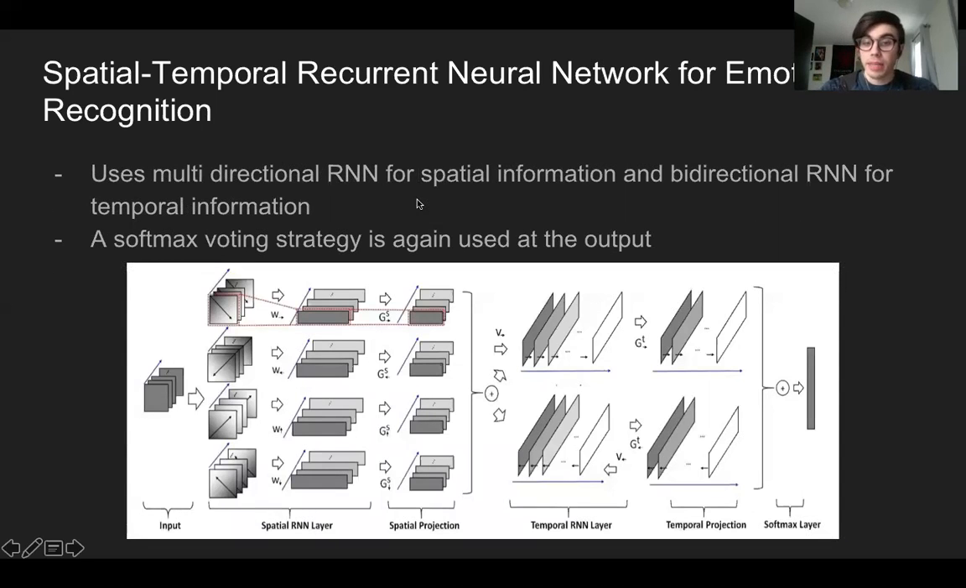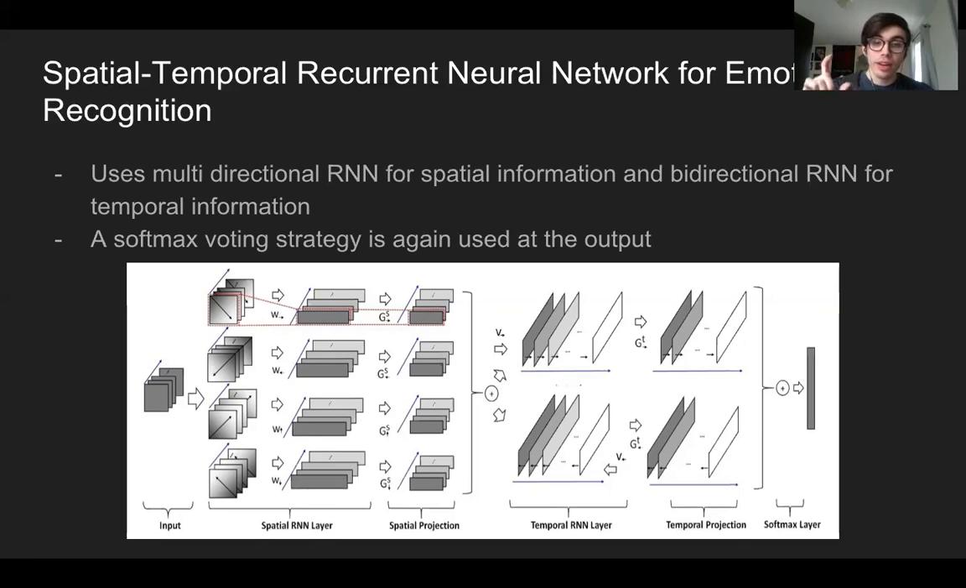Here's a little architectural scheme that breaks down what we're doing here. So we have our input and we first pass that through our spatial recurrent neural network. Now, this first recurrent neural network is multidirectional, so it can go in any given way to gather spatial information from any given direction in your video, or in your video frame, I should say. And then you develop a spatial projection based off your given direction.